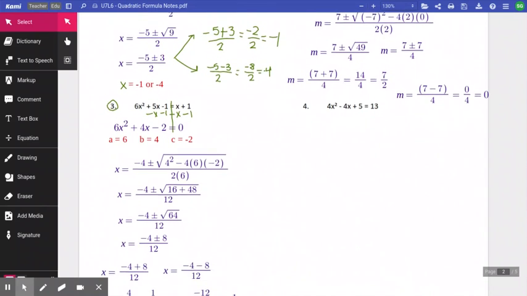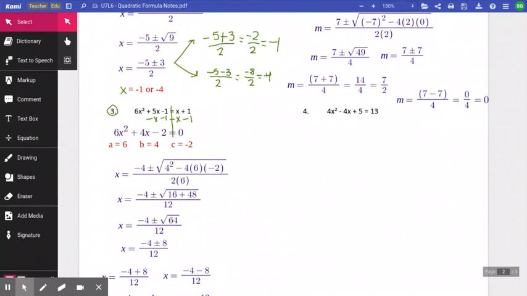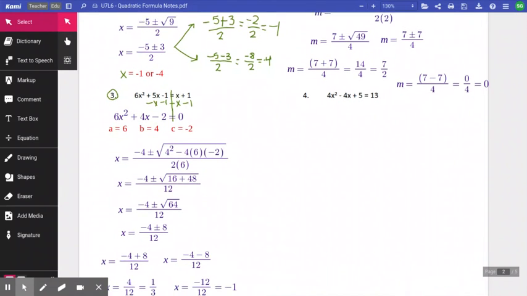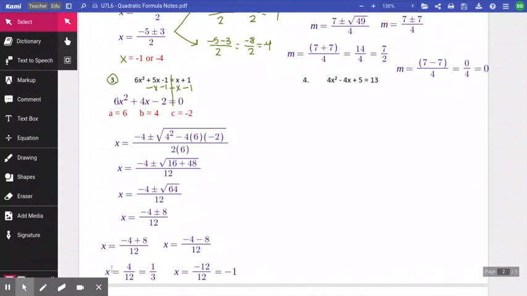So one of my fractions says negative 4 plus 8 over 12. The other one says negative 4 minus 8 over 12. The last part is just figuring out what those equal. Negative 4 plus 8 gives me 4. So we get 4/12 or 1/3. And then negative 4 minus 8 gives me negative 12. Negative 12 divided by 12 gives us negative 1.